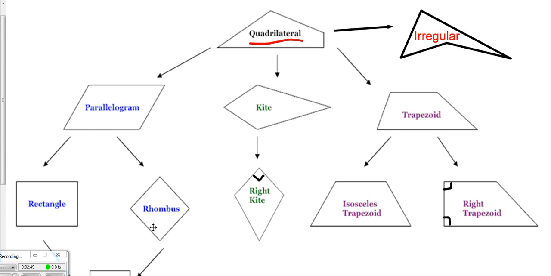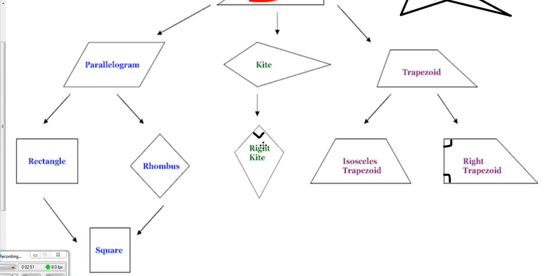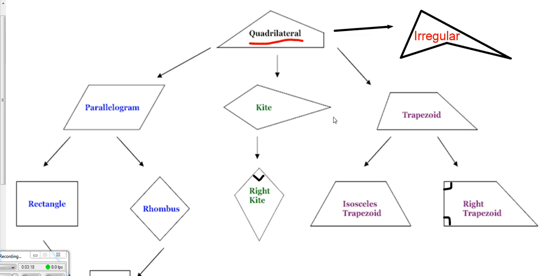So this is what our hierarchy looks like. What it means is all squares are rectangles, all squares are rhombuses, all rhombuses are parallelograms, all rectangles are parallelograms. Some rectangles are also squares, and not all parallelograms, but some parallelograms are rhombuses. Some trapezoids are isosceles trapezoids. All isosceles trapezoids have to be trapezoids, things like that. That's what this hierarchy is showing us. It's just a visual aid.